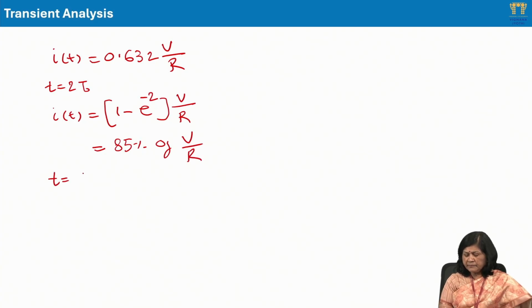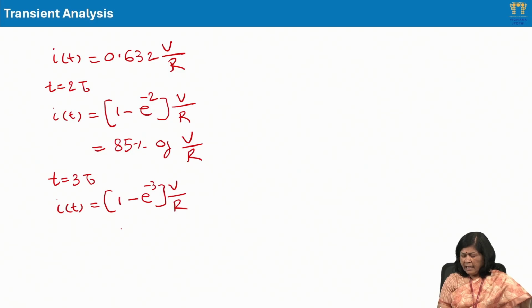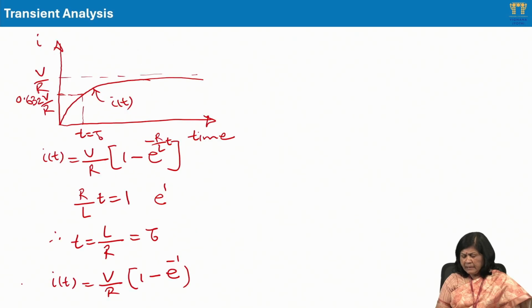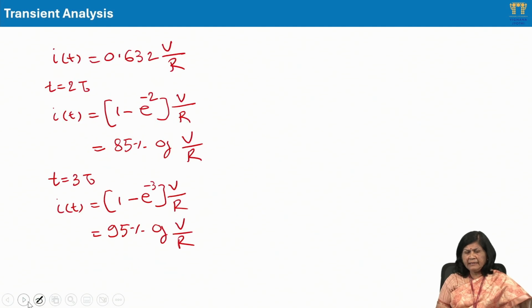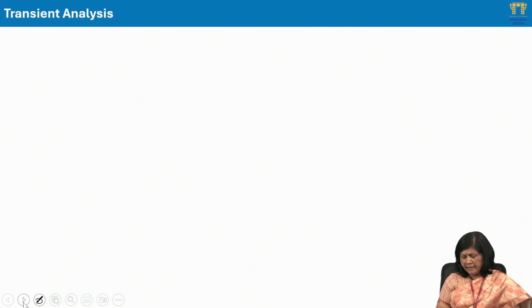If I take t equal to 3 tau, my current is (1 minus e to the power minus 3) times V by R. I get close to 95% of V by R. So as I increase the multiples of the time constant, I slowly reach 90% and then 100% of V by R. Okay, so time constant is the time which decides how fast current or voltage response reaches its final value. For this RL circuit, time constant is L by R.